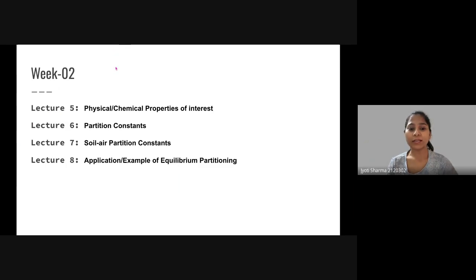Then in week two, we started with the partition constant because it was important. For example, there is a pollutant A. Where will this pollutant A go? Either it will go to the water, or to the air, or to the soil, or you can say where you will find the exposure for that contaminant. So it was important for us to understand what we mean by this partition constant. We learned about the partition constant for soil-air, soil-water, air-water, like this. So we already have talked about this at length.